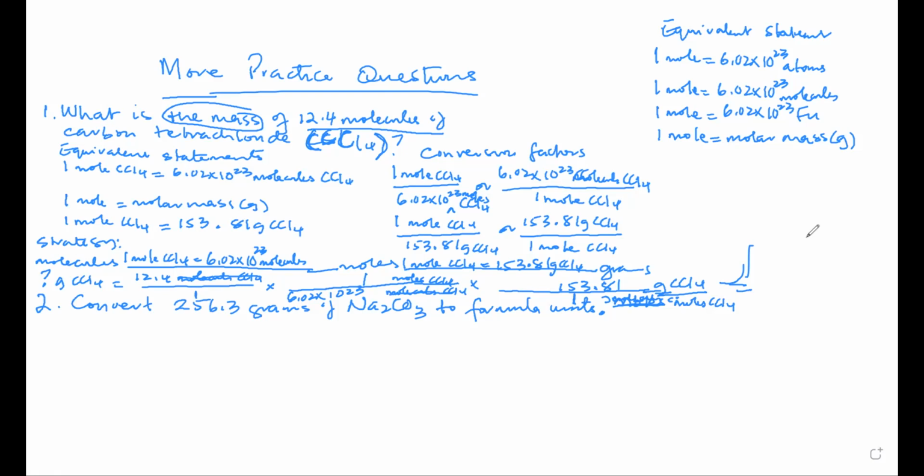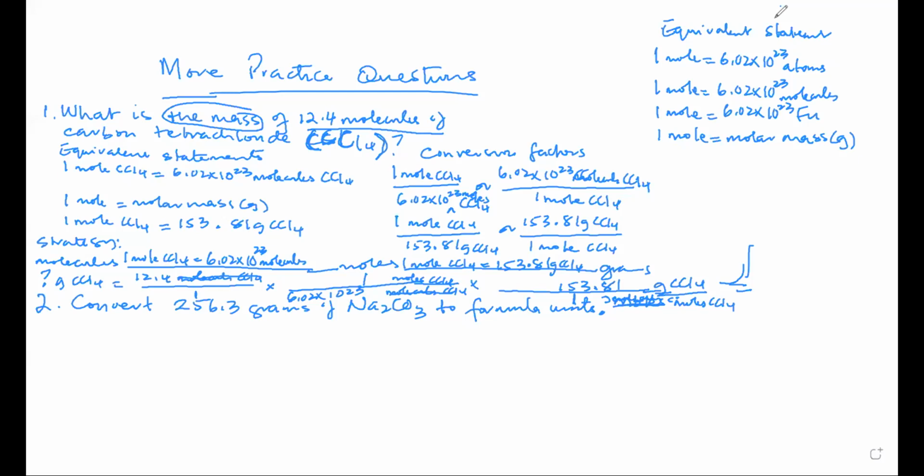Let me calculate it out. The answer will be 2.17 times 10 to negative 21 grams of CCl4. Okay. Very tiny number. Then let's look at the second one.